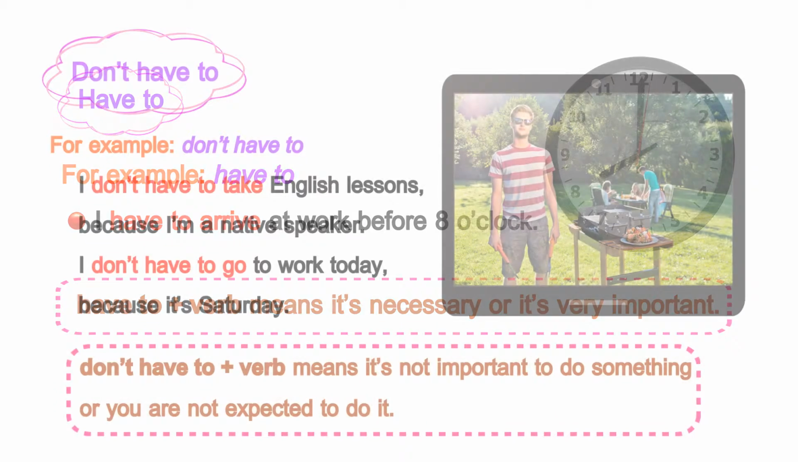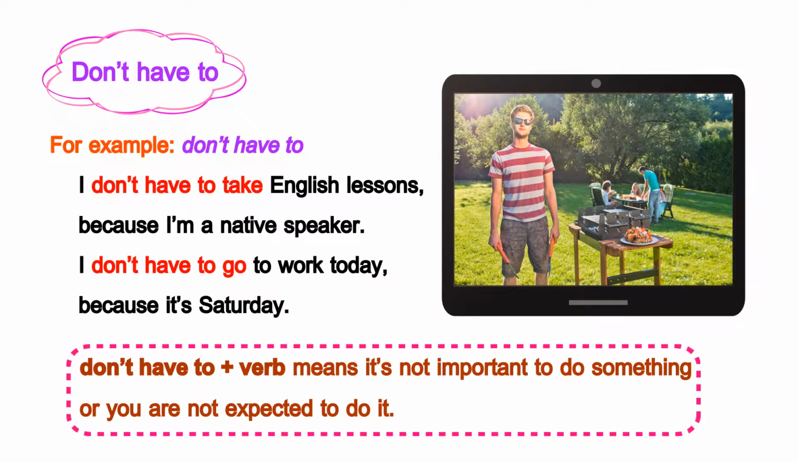So now let's look at the negative, don't have to. This means it is not important to do something or you are not expected to do it. For example, I don't have to take English lessons because I am a native speaker. Or I can say, I don't have to go to work today because it's Saturday.